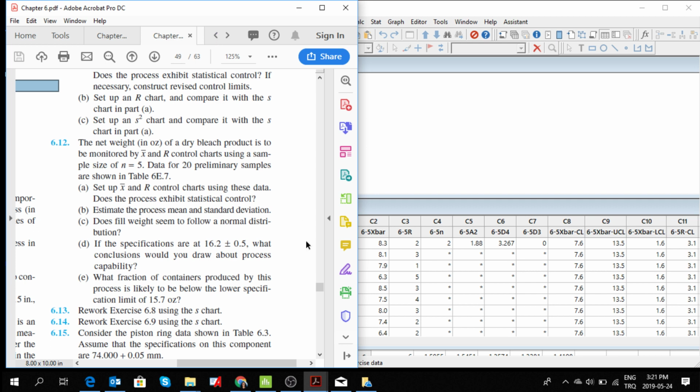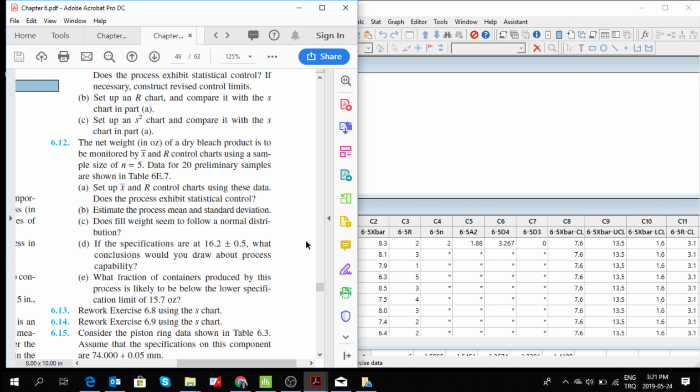Chapter 6, question 12. The net weight in ounces of a dry bleach product is to be monitored by X bar and R control charts using a sample size of n equals 5. Data for 20 preliminary samples are shown in table 6E7. I'm going to show you the table too. A. Set up X bar and R control charts using these data. Does the process exhibit statistical control?